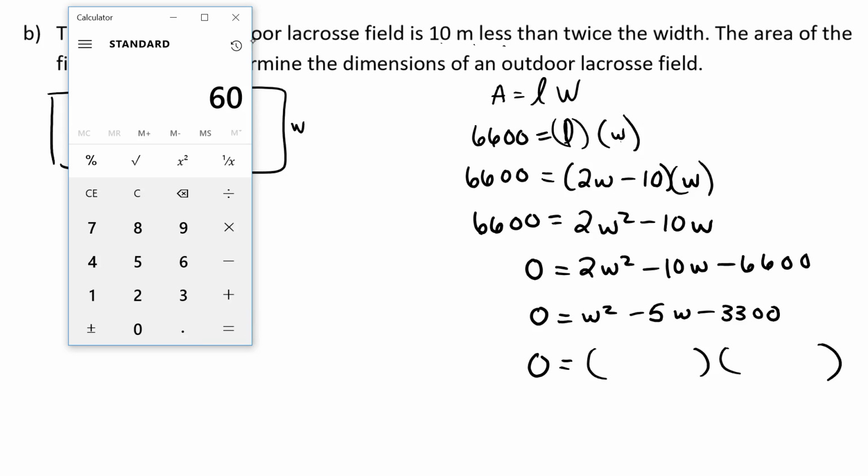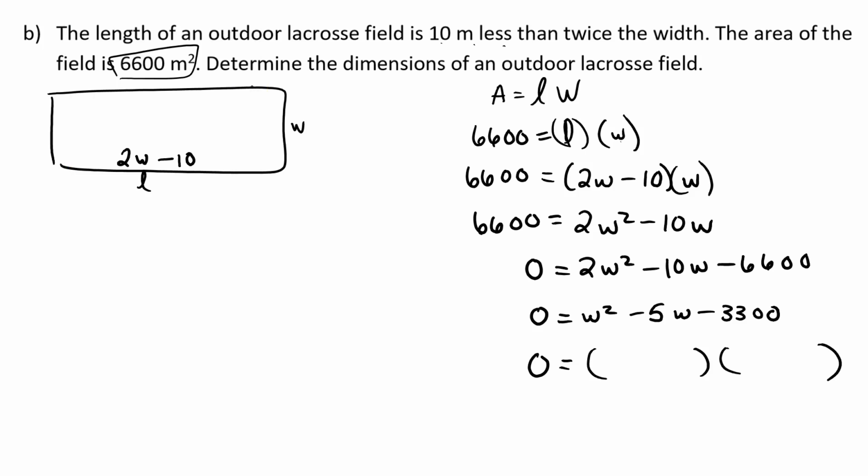Wow, look at that. Because it's 60. So 55 and 60, they have a difference of 5. Amazing. So I'm going to say w minus 60 and then w plus 55. Because the two numbers multiply out to negative 3,300, and when you add them together, negative 60 plus 55, you get negative 5. So I know that my width is either 60 meters or my width is negative 55 meters.